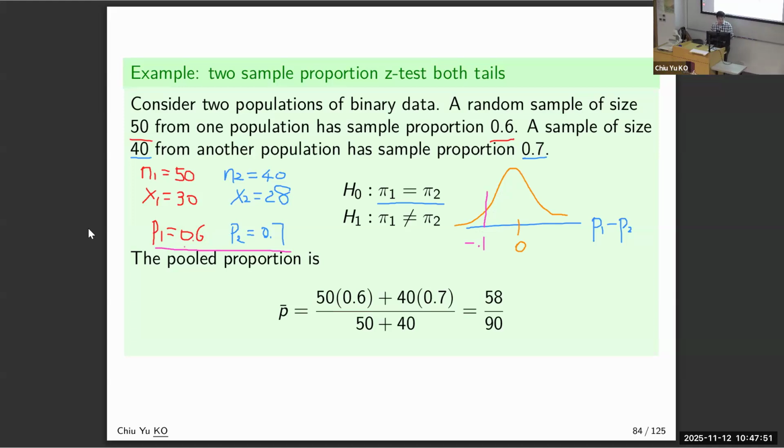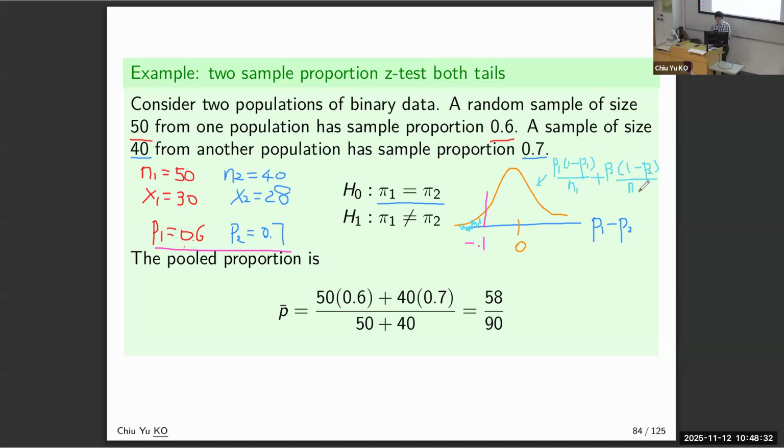So the question would be whether this area times 2 is less than, say, 5% or not. The alpha, we can use 5%. We just look at whether this area is small enough. Alpha is our idea of type 1 error. And we know the shape of this variance will be P1(1 minus P1) over N1 plus P2(1 minus P2) over N2.